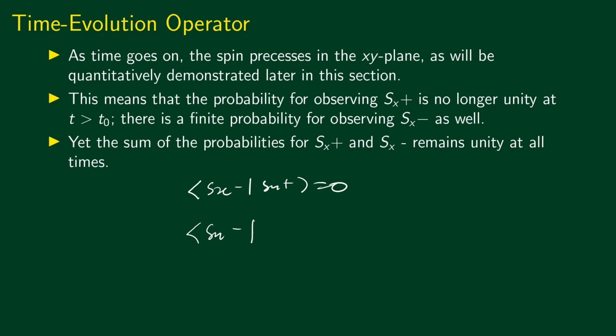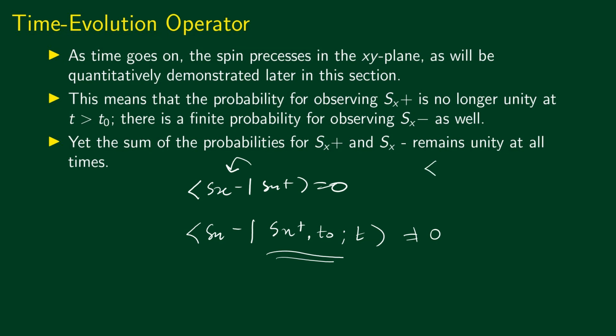So bra Sx minus with ket Sx plus, T0 at a later time T, you see that this is not equal to 0. It can actually be seen experimentally that even though ket Sx plus has no component along the Sx minus direction initially, because of this rotation, later it picks up a component in the ket Sx minus direction.